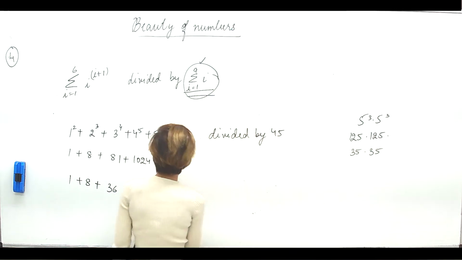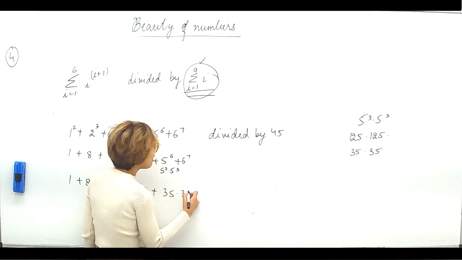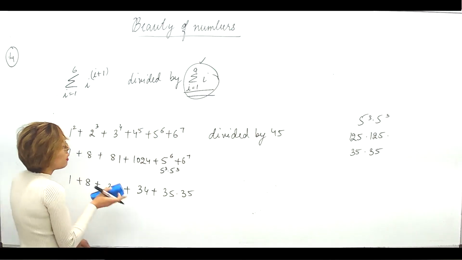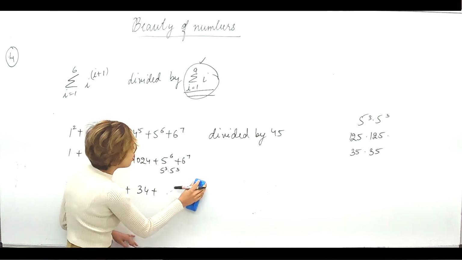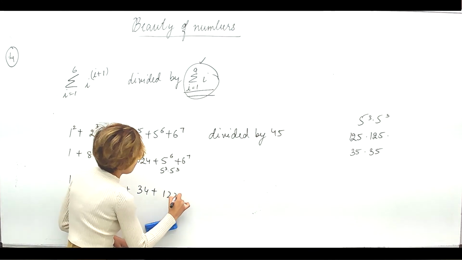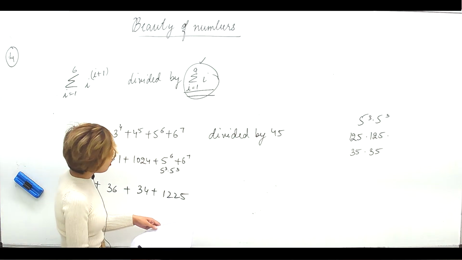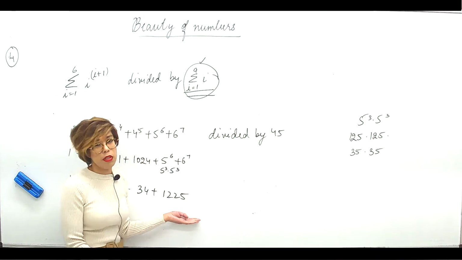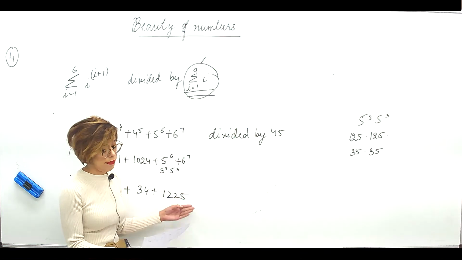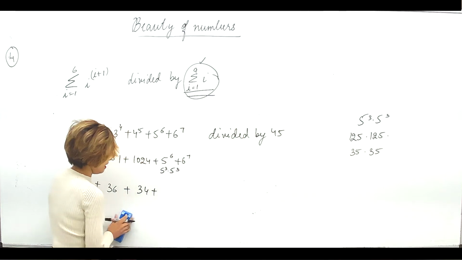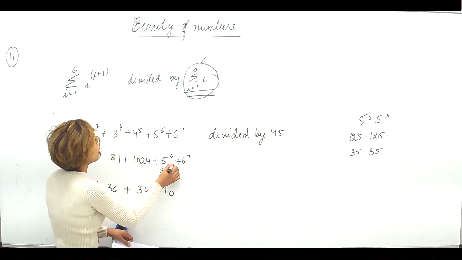So the remainder is 35 into 35. Again, not a nice number, but okay. Now, 35 into 35, which is 1225. Now further, if I divide 1225, let's just divide it because it's not that big of a number. So we get the remainder 10, which you can easily do. 10. So we have done this much.